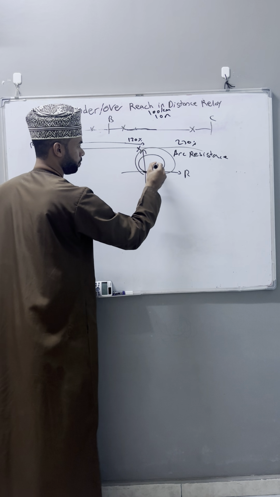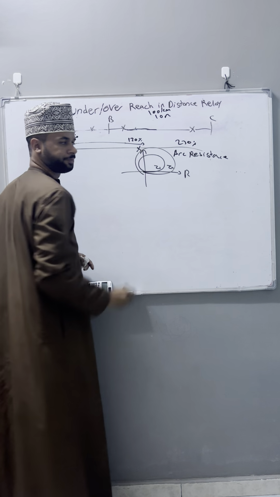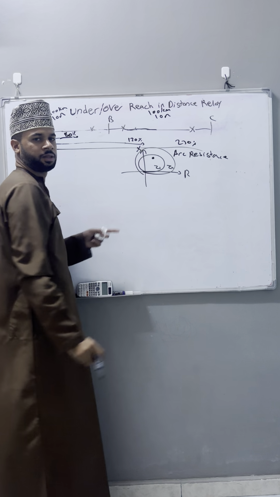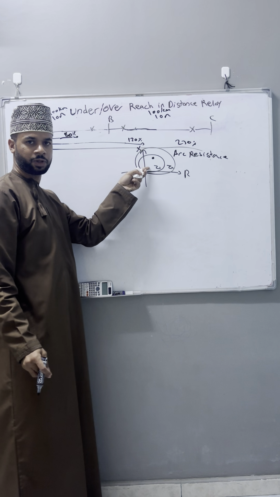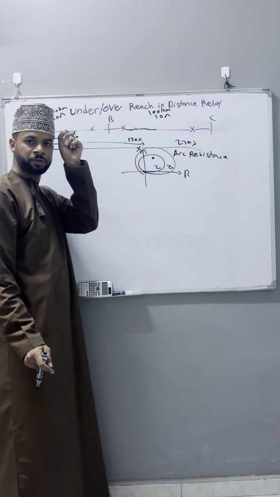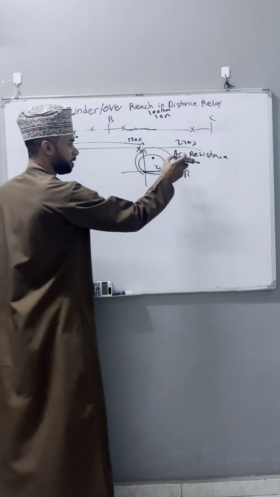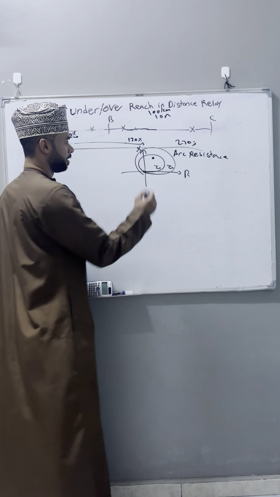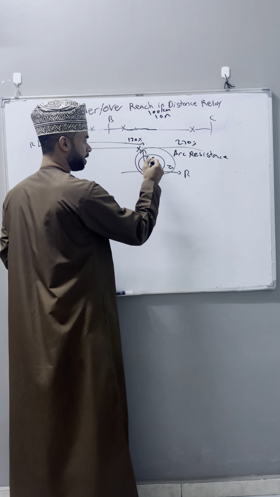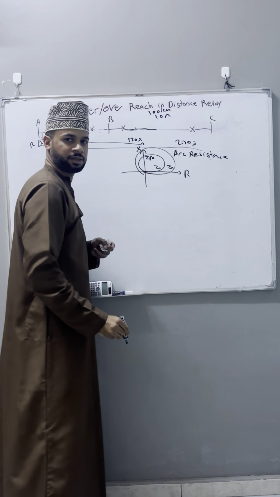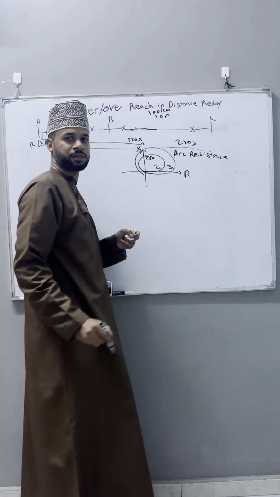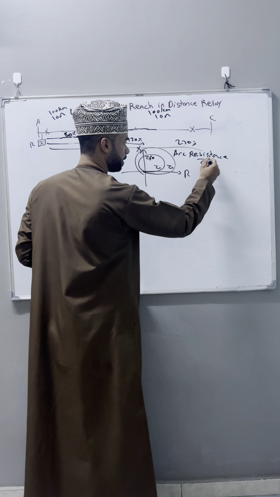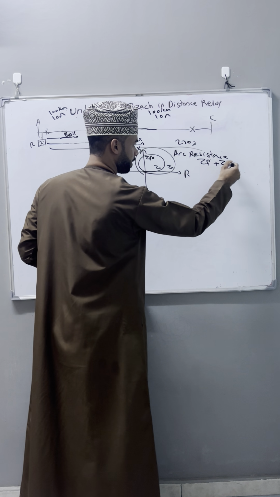Assume this is zone 1 and this is zone 2. Now let's consider the fault is happening here. This is the fault. So where is this fault happening? In zone 1. So zone 1 should trip. But due to arc resistance, we will have two resistances. The first one we call Z fault, and another one is the arc resistance or impedance due to the arc. So we have Z fault plus Z arc.